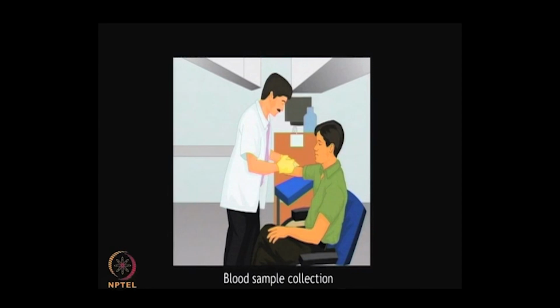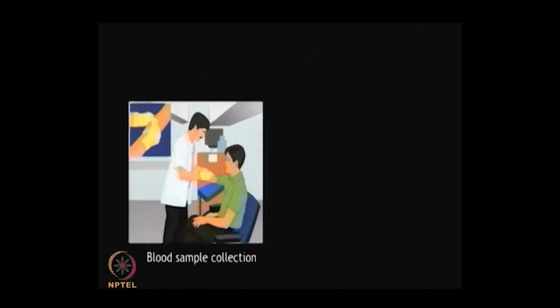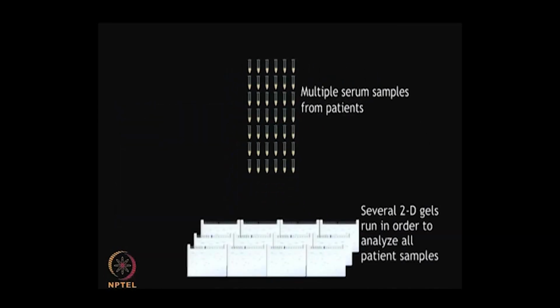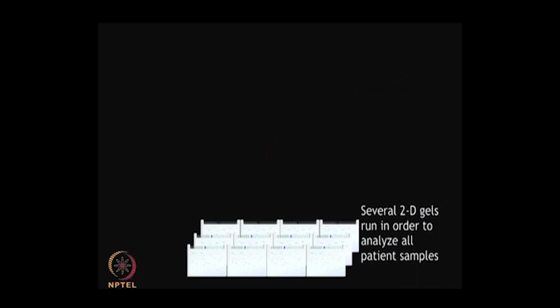Among 2DE and DIGE, which of these two techniques will be better to separate serum protein samples obtained from a large number of patients in a clinical trial? If you have multiple serum samples from patients, two-dimensional electrophoresis, although a very useful technique, may not be the best option to analyze serum proteins from a large number of patients.